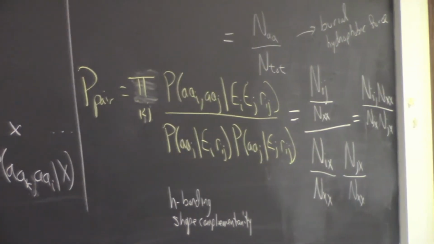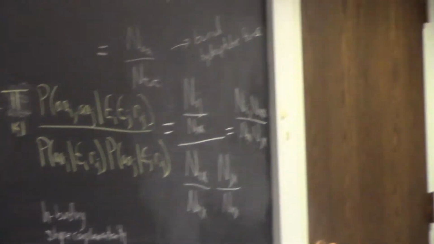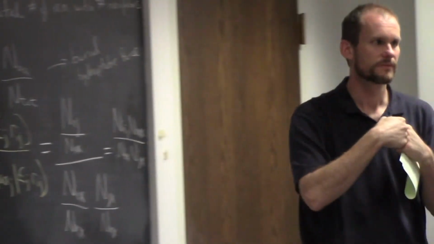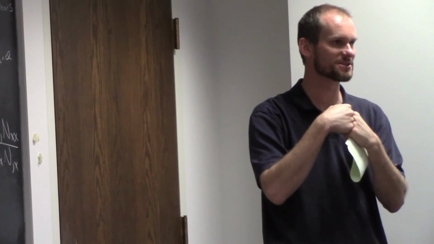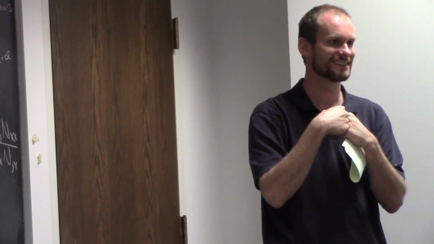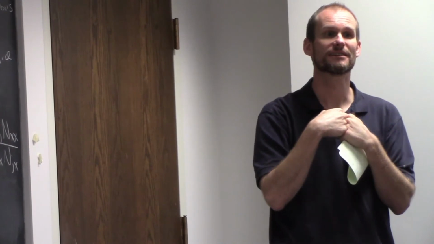Now, is it going to tell you that valine and isoleucine like to be next to each other inside the protein? Okay, which of these two terms is going to put valine and isoleucine next to each other inside the protein? The pair term.